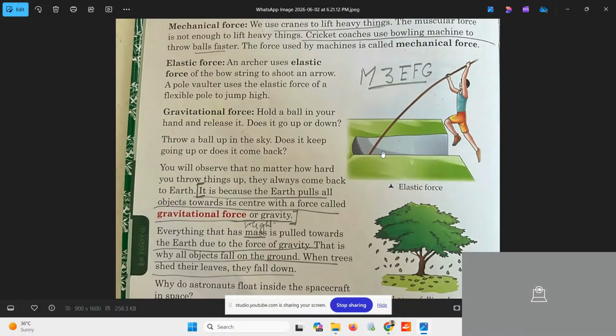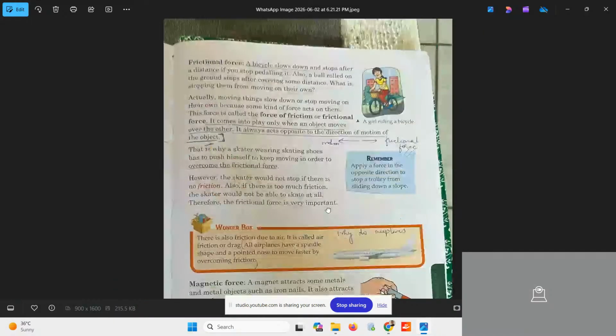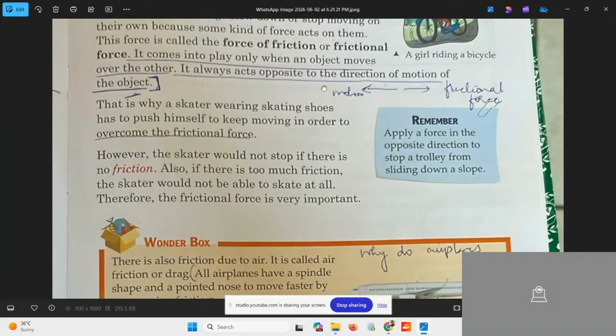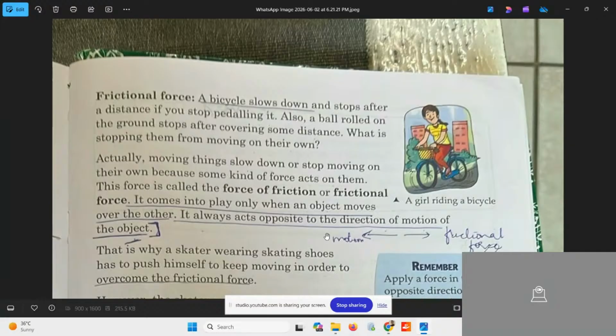This is important. The frictional force and the magnetic force are the most important forces in your syllabus. You have to remember them and learn them very seriously, and most of the questions will be only on these. So try to understand what's happening.